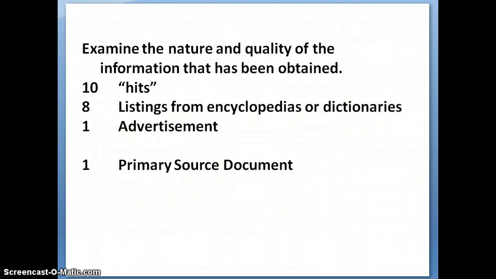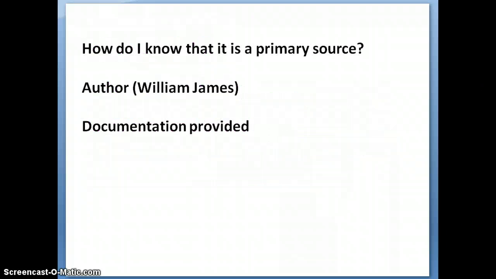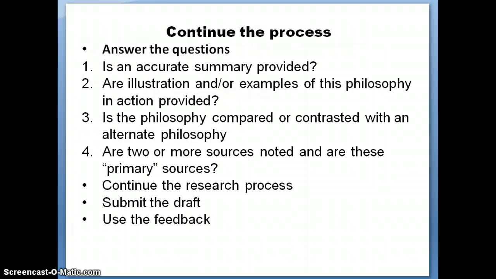So where do we go from here? Well, you've got some background information. We've given you one example. We told you why that's probably a primary source document. Okay, so what do I need to do now to finish the process? Well, I need to continue the process. You need to answer the questions. You need to continue the research process. In other words, I've come up with one primary source. Would there be others out there? I'm sure you could continue the same process to find some other guys and gals who would be primary contributors to pragmatism, as in any other school of thought.